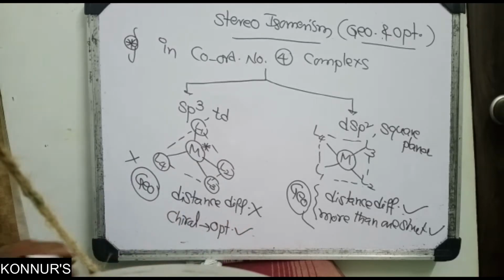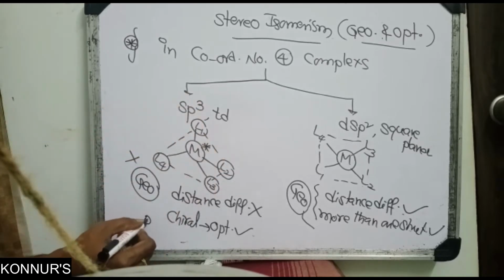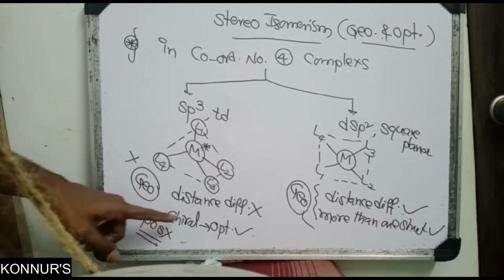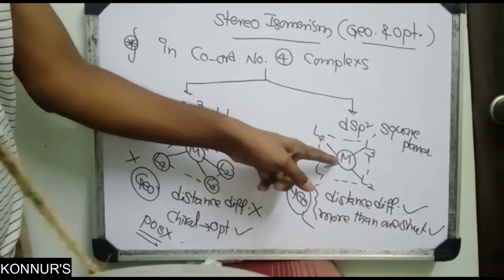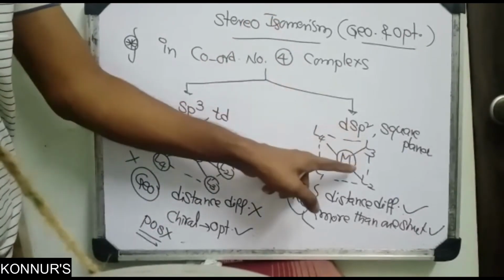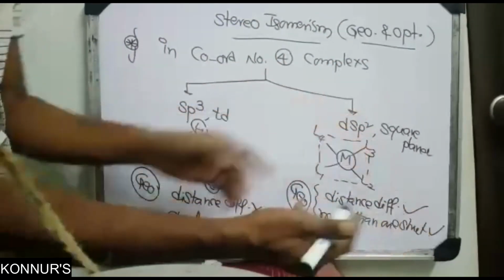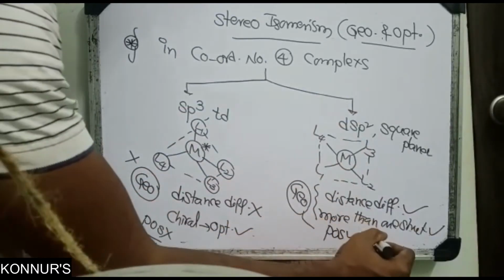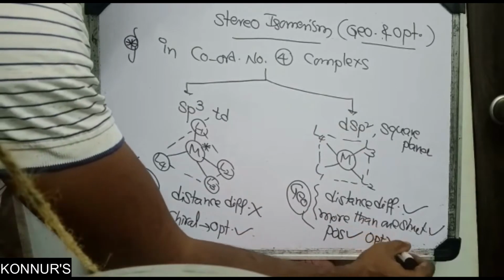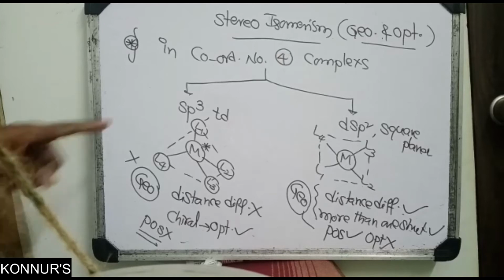Next, plane of symmetry. You can't cut it into two equal halves, so the plane of symmetry is not there. Plane of symmetry not there means it is optically active. Suppose you exactly cut the molecule into two equal halves, then a plane of symmetry is possible. Plane of symmetry possible means optically inactive. So you can write a shortcut for this also.